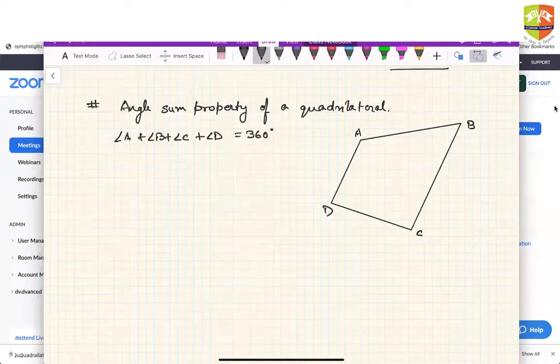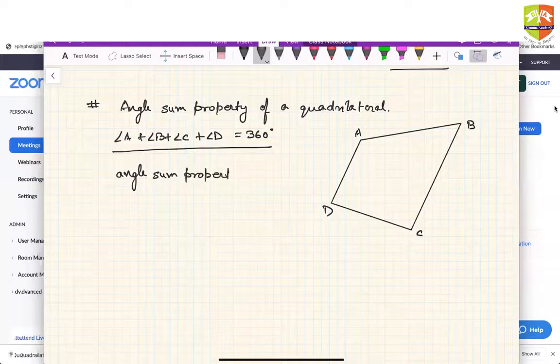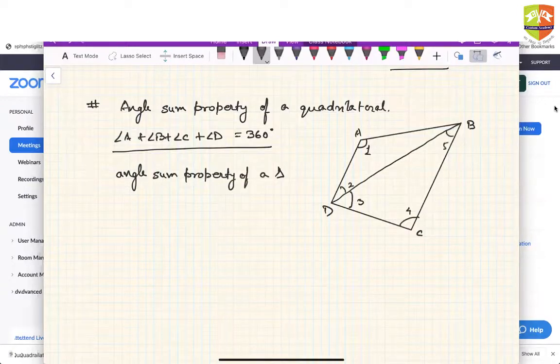It is very easy to prove, and we will use something we have already learned in previous sessions, and that is the angle sum property of a triangle. How to do that construction? Join any of the two diagonals. Let's say I'm joining DB. Now name the angles. Let's say this is angle 1, this is angle 2, this is angle 3, and this one being 4, 5, and 6.